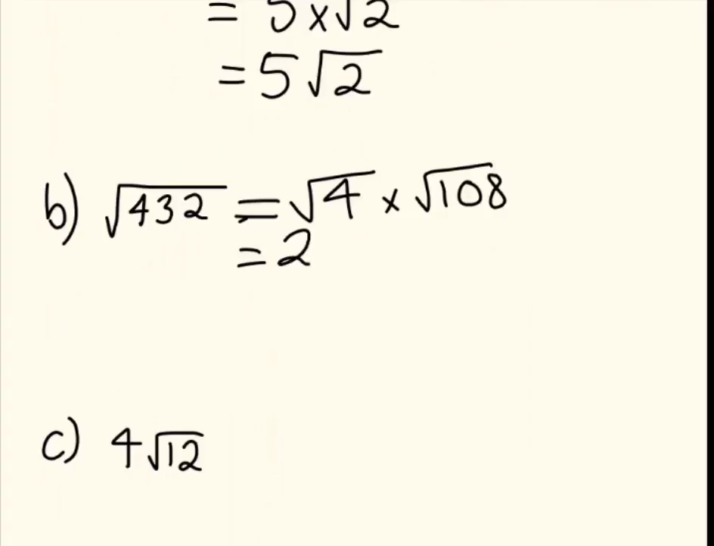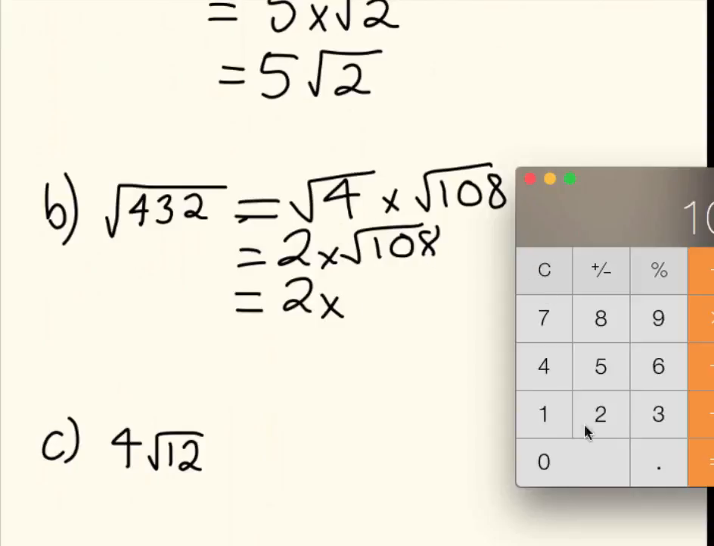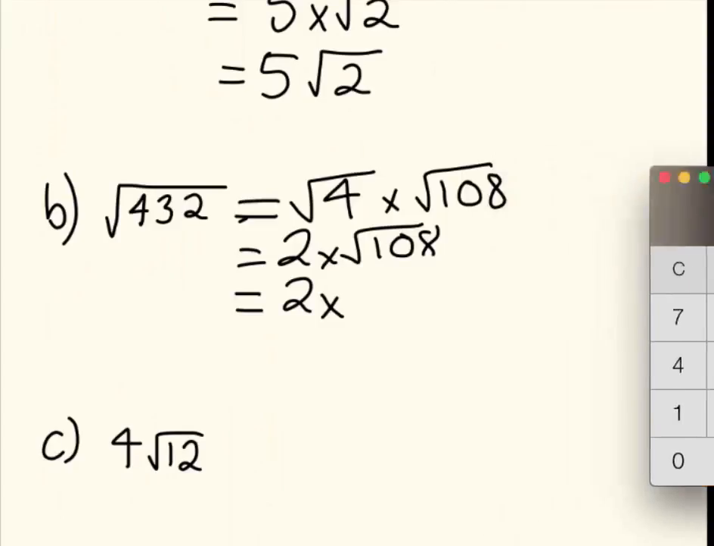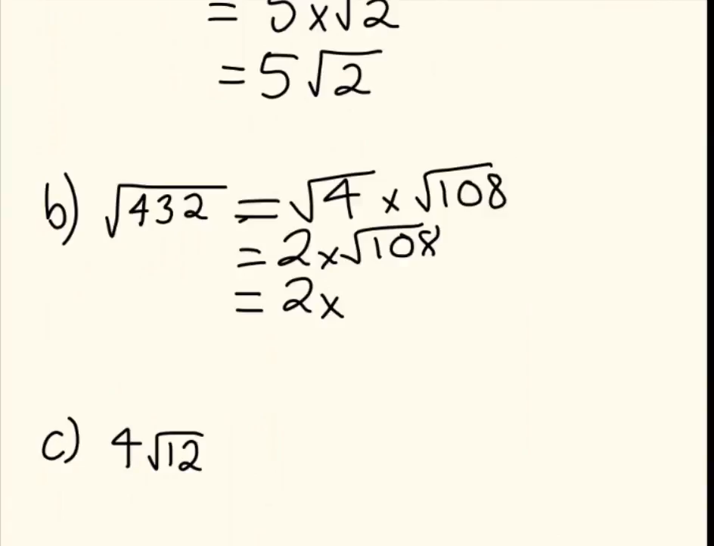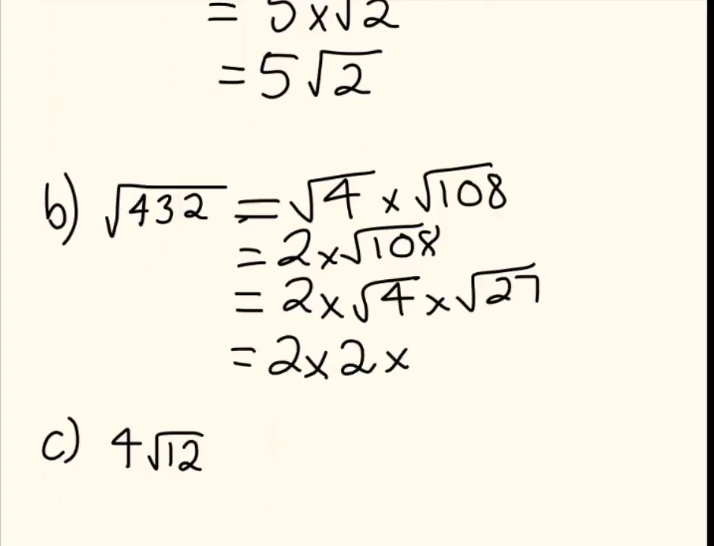Square root of 4 is 2. Now, 108 here, does that have any factors that are squares? Well, let's check. So 108 divided by 4 gives 27. So that means that 108 can be written as square root 4 times square root 27, which will give 2 times 2 times square root 27. Now 27 can't be divisible by 4.